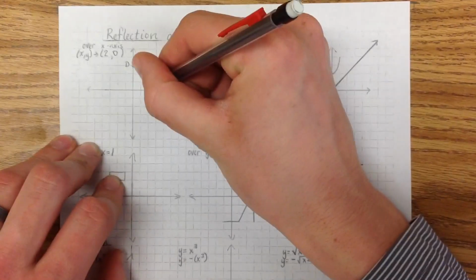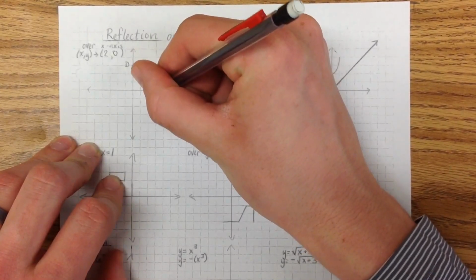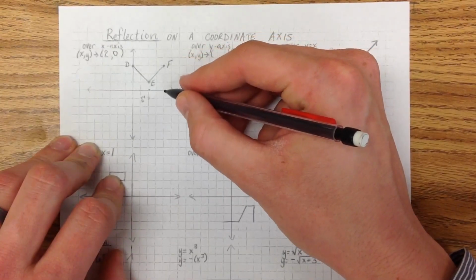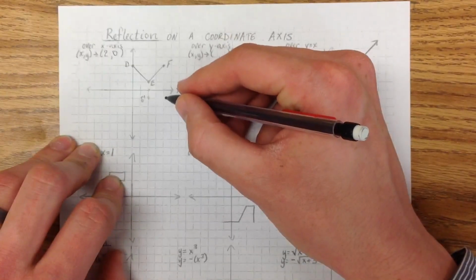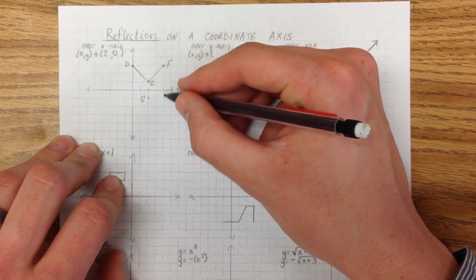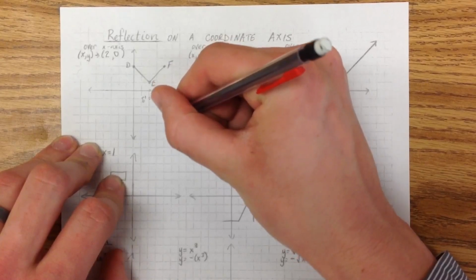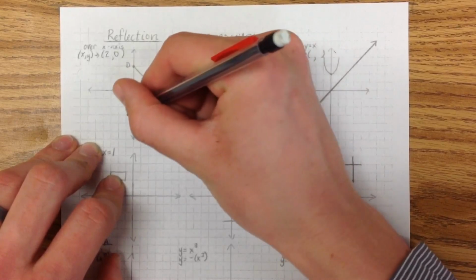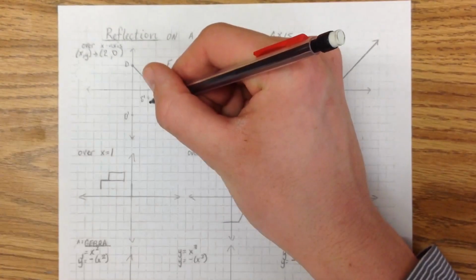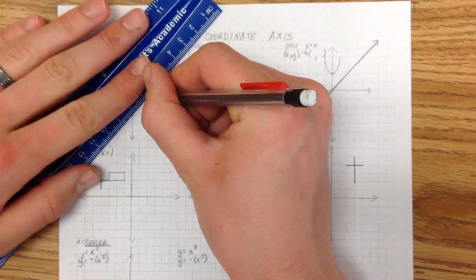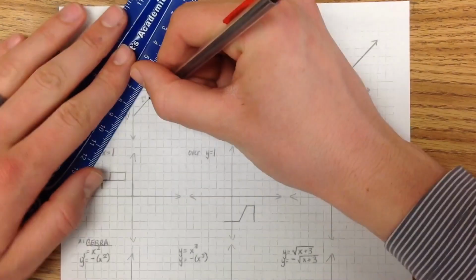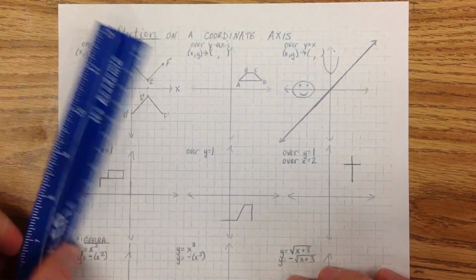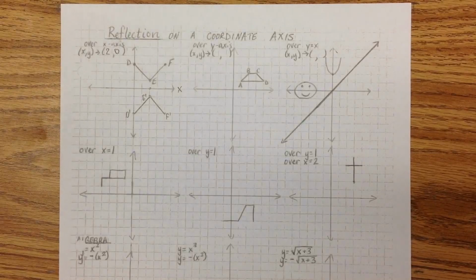So how far away is E from here? 1. So that'd be E prime. How far is F from the x-axis? 1, 2, 3. So I count it 1, 2, 3. There's F prime. Do the same thing for D. D prime. And that is reflected over the x-axis.